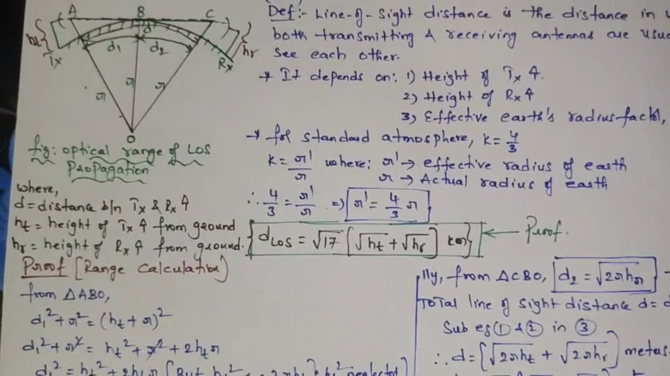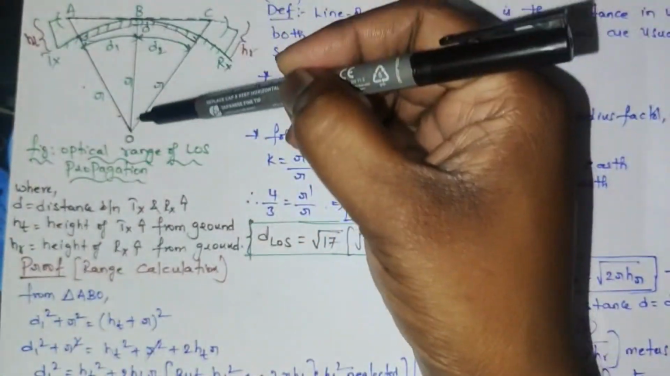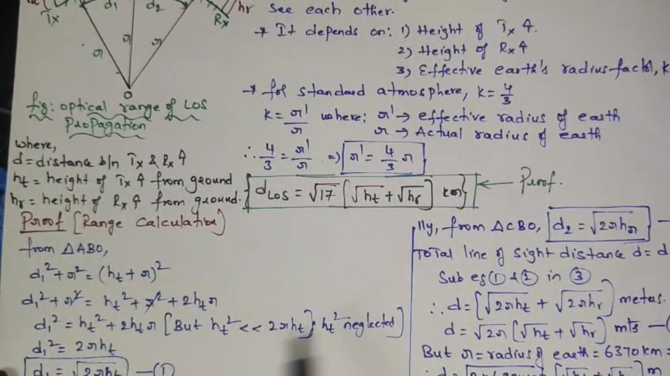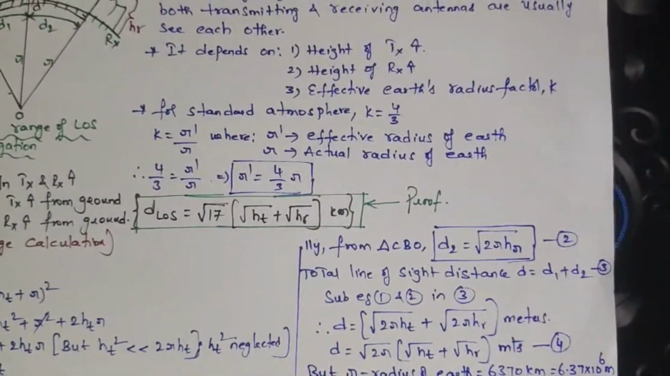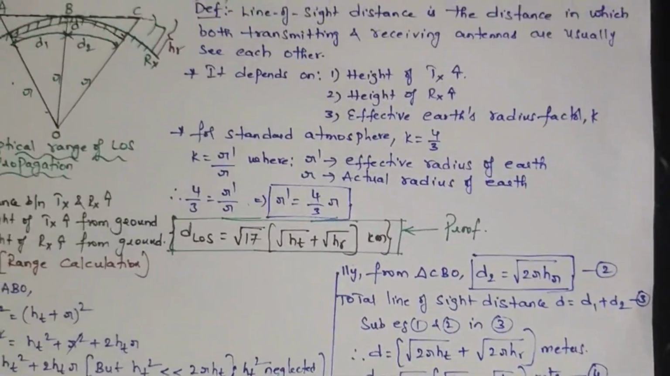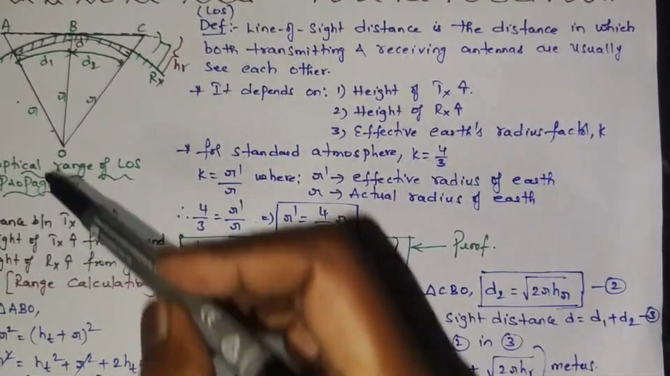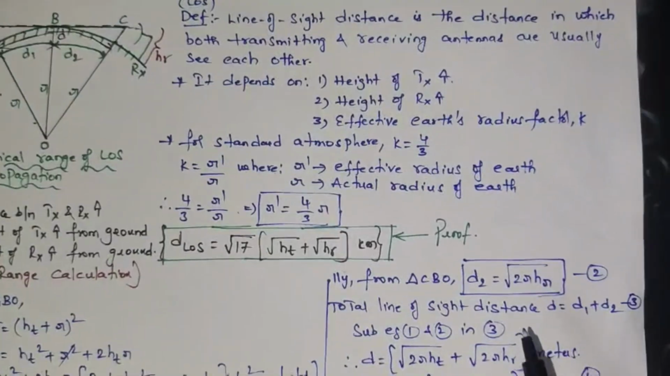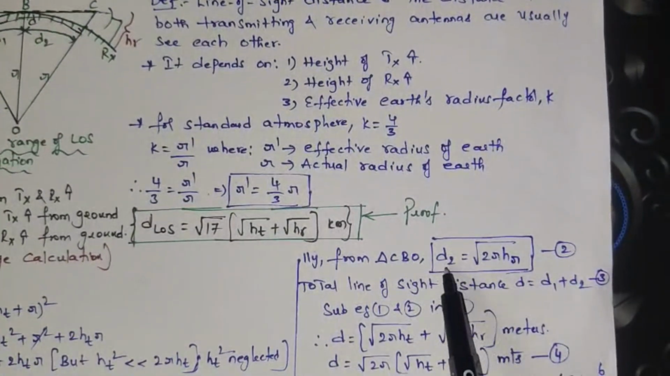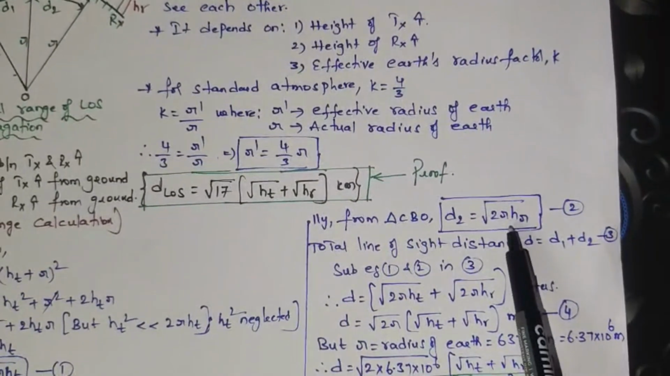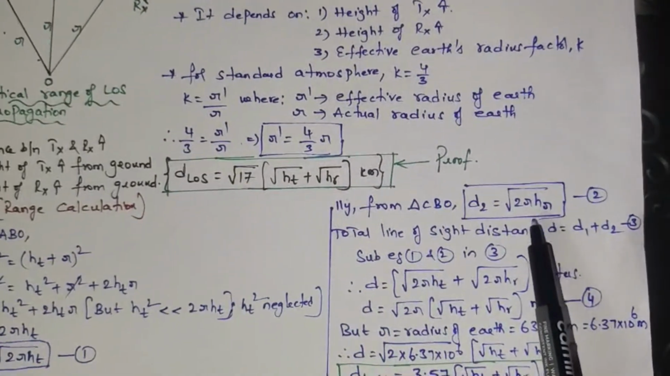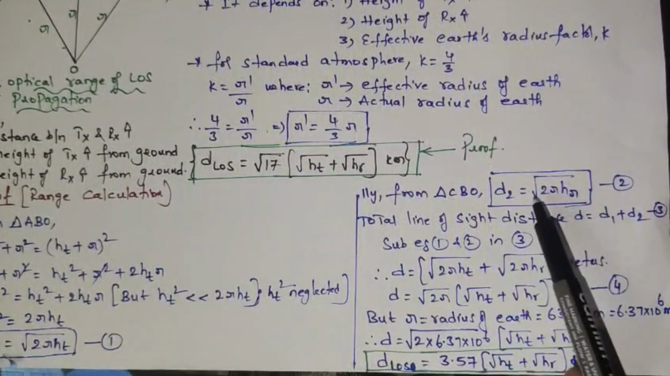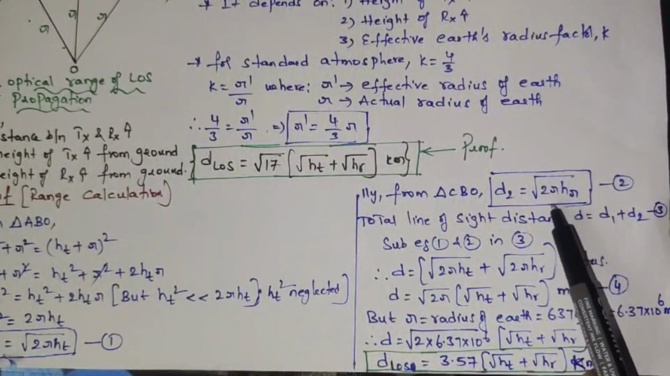We have now found the range of the transmitting antenna: d1 is equal to square root of 2rHT. Let it be equation 1. Now similarly, consider the triangle CBO. By considering this triangle, we get d2 is equal to square root of 2r into HR. Already in equation 1 we have d1 equal to square root of 2rHT. In the same manner, d2 is equal to square root of 2rHR.